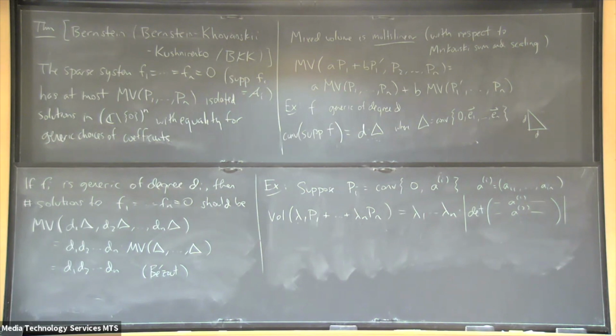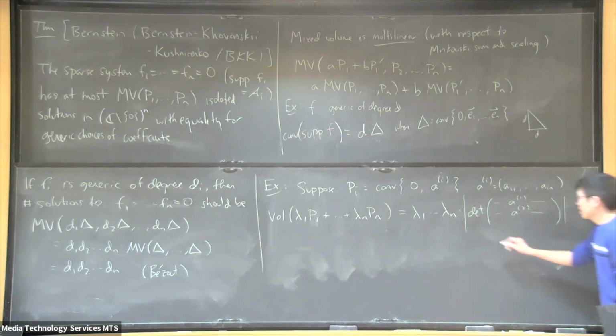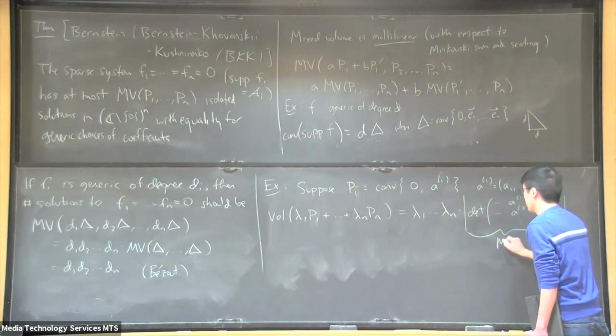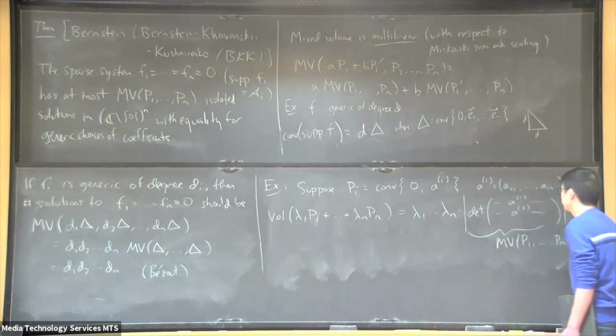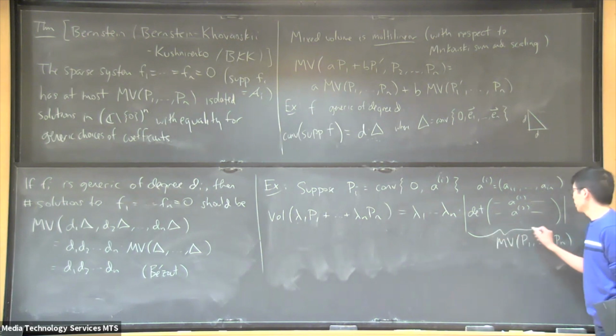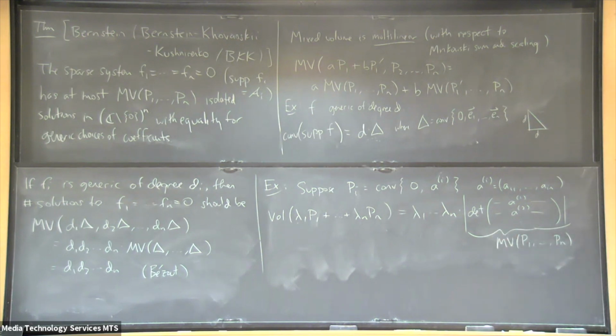Okay, so in other words, this is just going to be the mixed volume of A1 through An, with the absolute value, of course. So the mixed volume ends up being the actual volume of the parallelepiped. That's right. It just ends up being the volume of this parallelepiped.